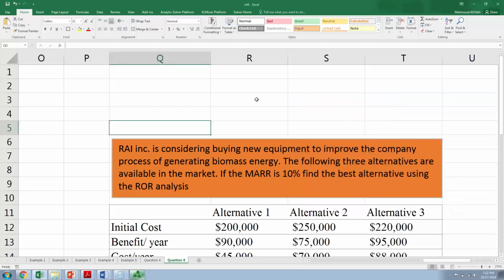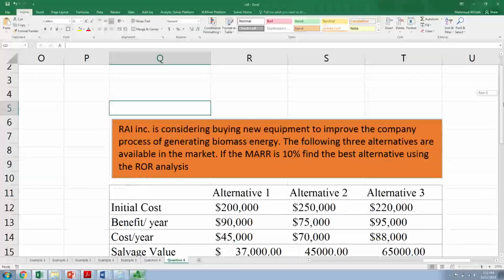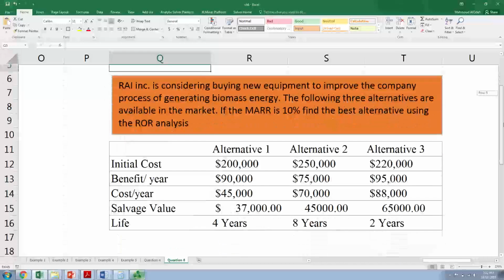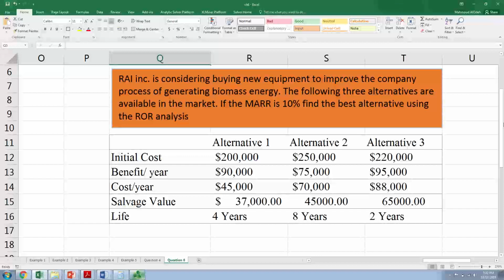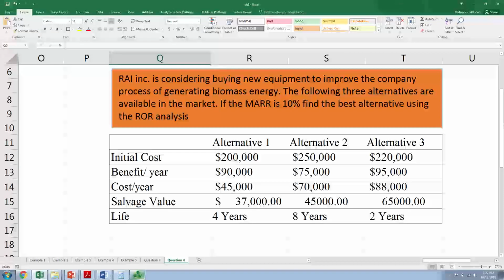Hello, I am making this video to explain question 6 on chapter 6. We have three alternatives, and we're going to use the rate of return analysis to identify the best alternative between them.